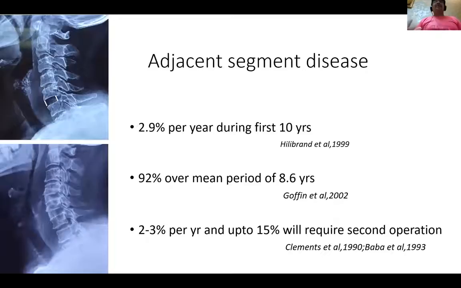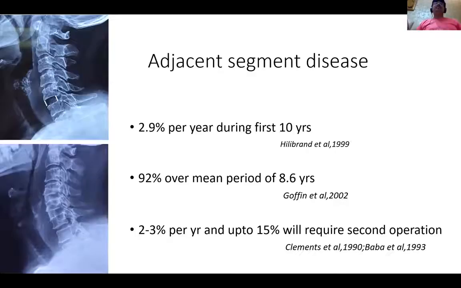Coming to the long-term studies, there is much debate going on, but there is a lot of literature available on adjacent segment disease when you do anterior cervical discectomy. Studies show up to 2.9% per year per level in the first 10 years, there can be risk of degeneration. For example, you do a C5-6 prolapse discectomy and fusion, the C4-5 above or C6-7 below has a very high risk of developing degeneration. And 92% of patients over a mean period of 8.6 years need treatment for this type of disc degeneration.